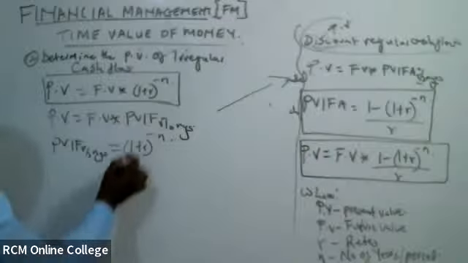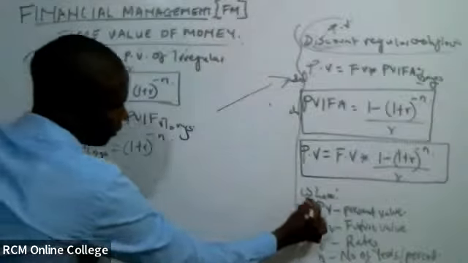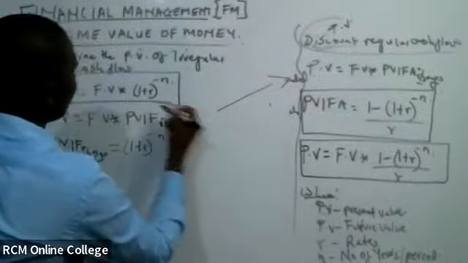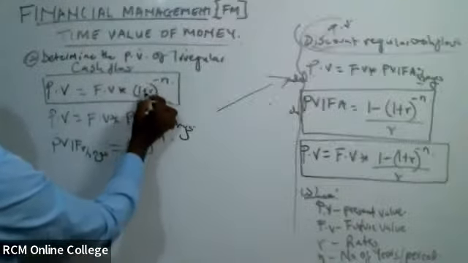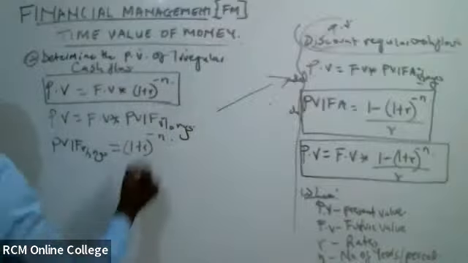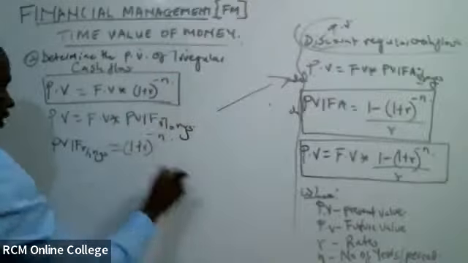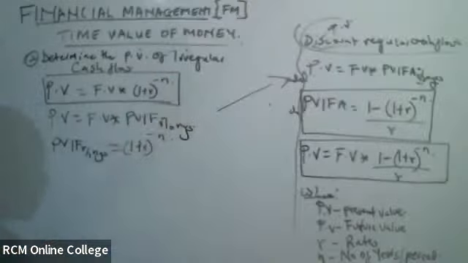So that's when you come here and say where the present value PV is the present value, FV is the future value, R is the rate of return or the discount rate, N is the number of periods, and you are done.